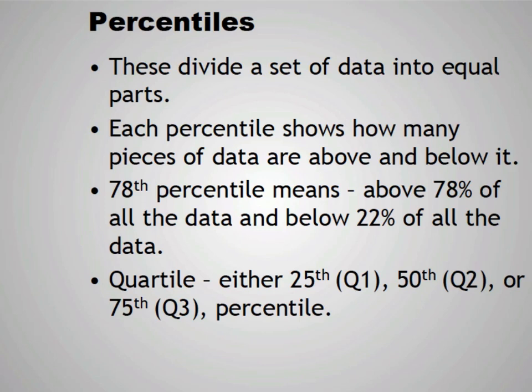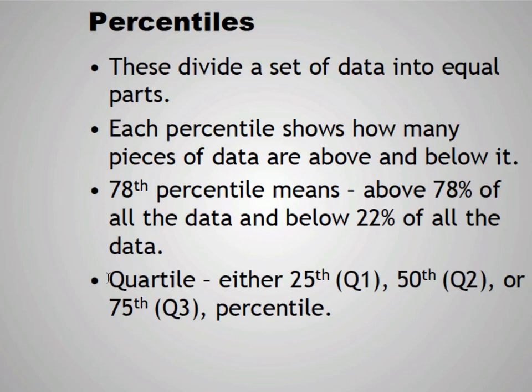This is almost like when you're doing standardized tests and they give you a percentile. If you scored in the 90th percentile, that means you scored better than 90% of all other test takers and worse than 10% of all other test takers. Notice 90th percentile does not mean that you got a 90% on the test. It just compares you with the rest of the data.